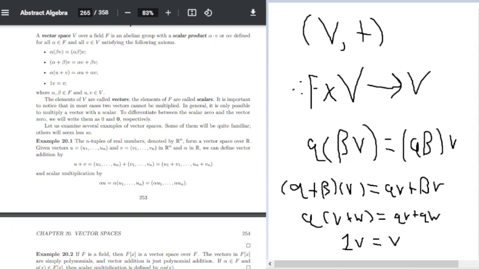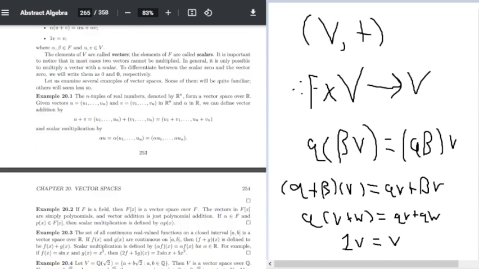It is important to notice that in most cases, 2 vectors cannot be multiplied. In general, it is only possible to multiply a vector with a scalar. To differentiate between the scalar 0 and the vector 0, we will write them as 0 and bold 0, respectively. Let us examine several examples of vector spaces. Some of them will be quite familiar, others will seem less so.